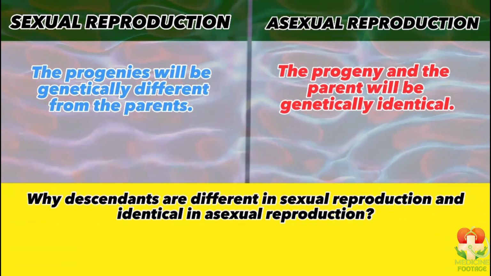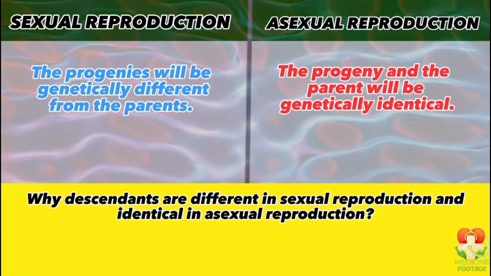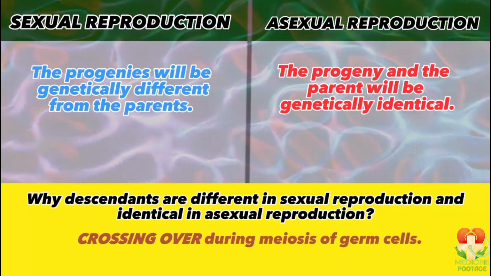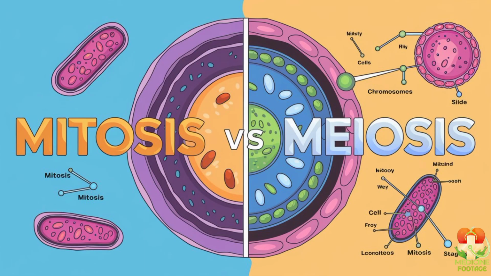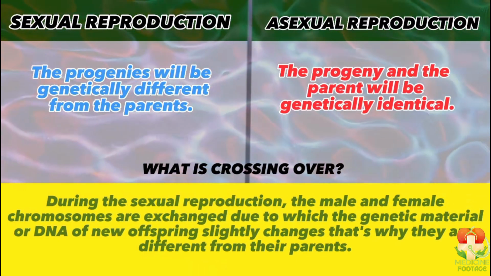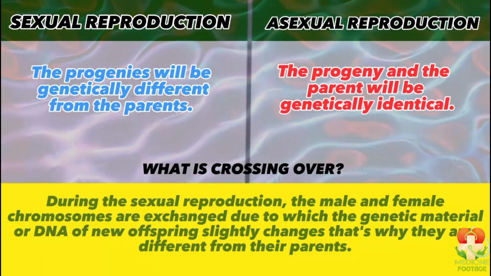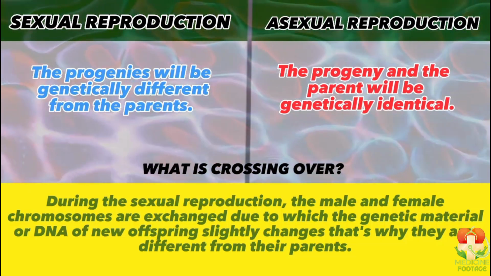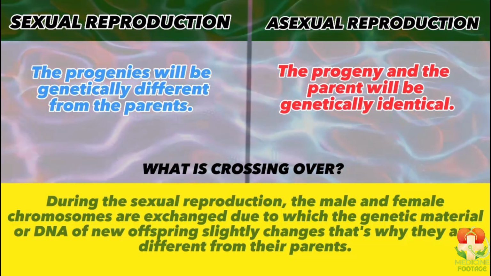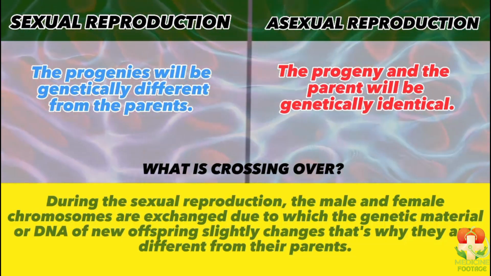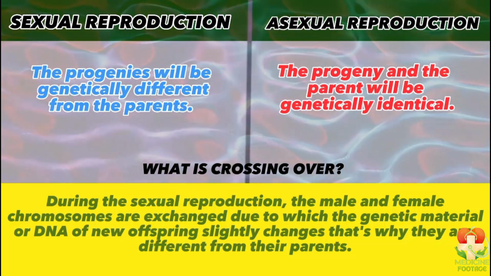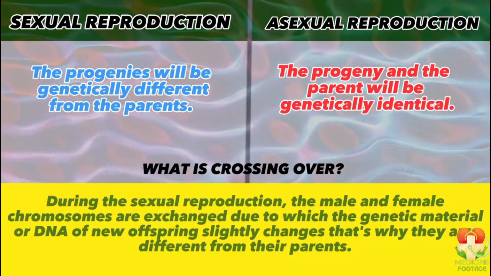Do you know why offspring in sexual reproduction are different from their parents? This difference arises because of crossing over, which occurs in germ cells during meiosis. I've explained crossing over in detail in my meiosis lecture, but briefly, crossing over is when some chromosomes from the mother and some from the father are exchanged, leading to a mix of genetic material. This process results in offspring that are similar to, but not identical to, their parents. In asexual reproduction, there is no crossing over. Only one parent contributes its chromosomes to the offspring, making them genetically identical.